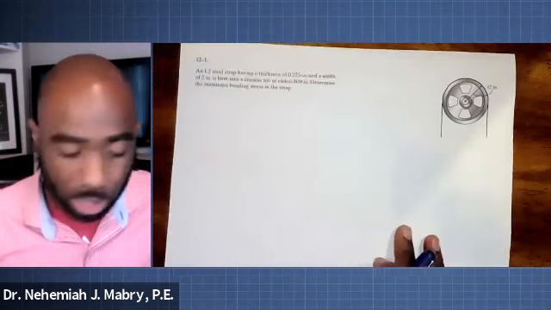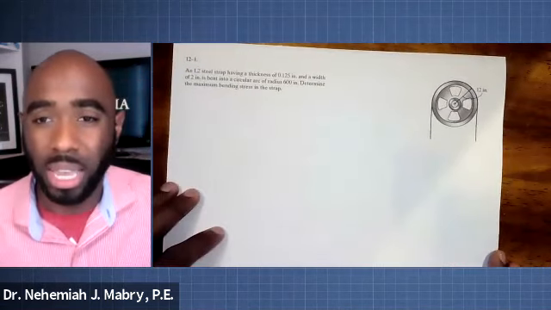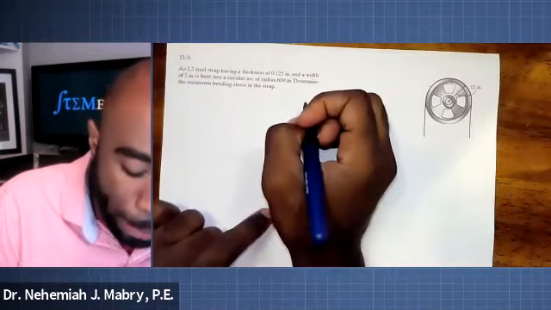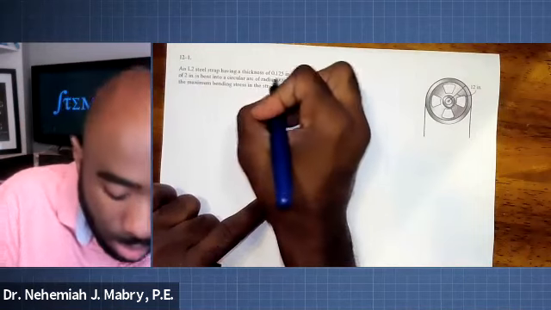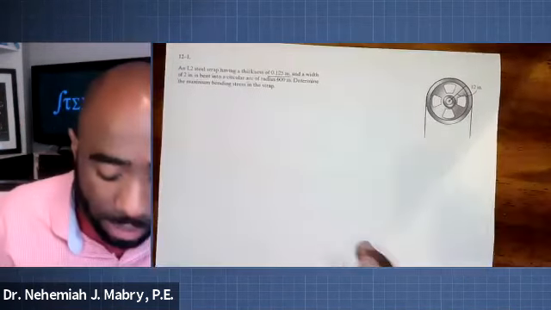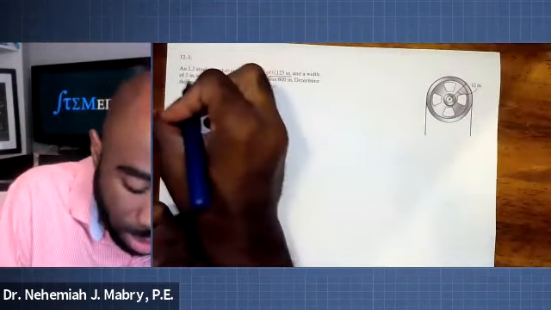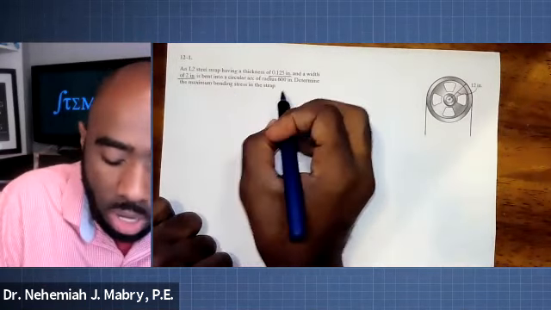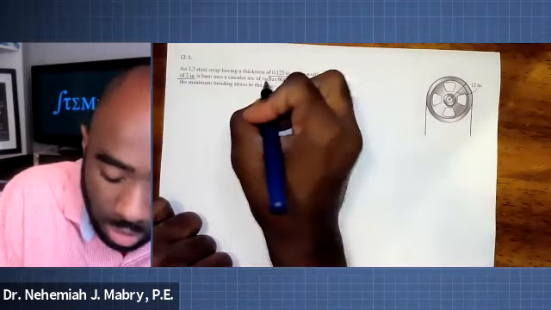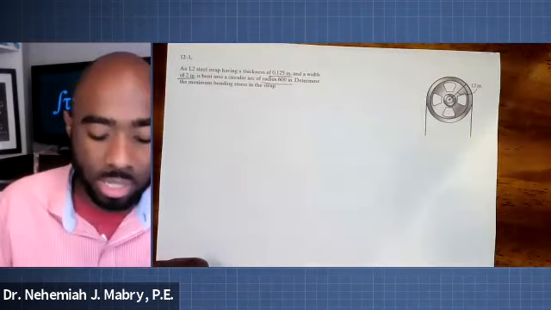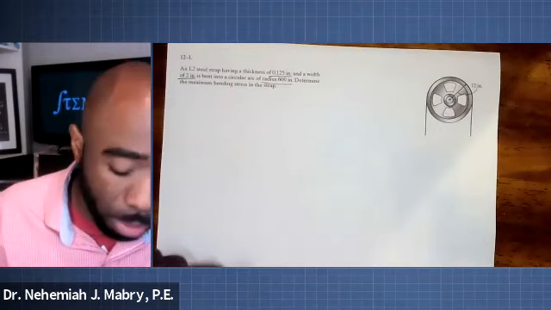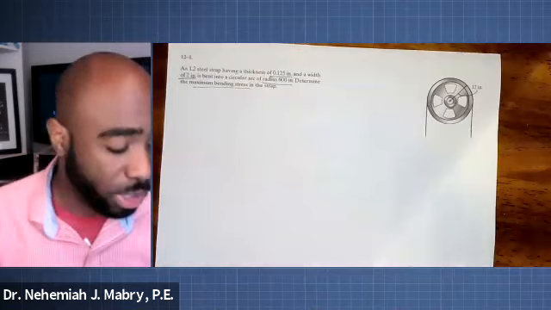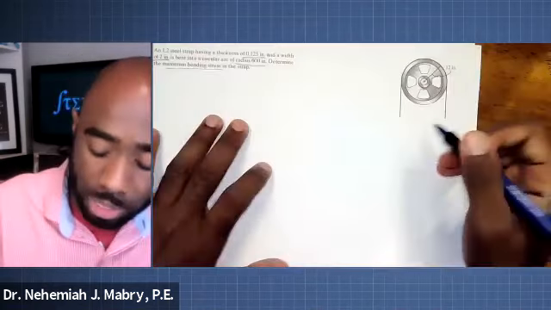All right. So here's what it says. It says an A-36 steel strap having a thickness of 0.125 inches and a width of 2 inches is bent into a circular arc of a radius of 600 inches. Determine the maximum bending stress in the strap. The maximum bending stress in the strap. So I want you all to make sure you pay attention to how this is being described, right?